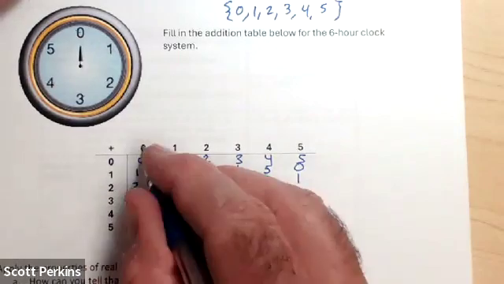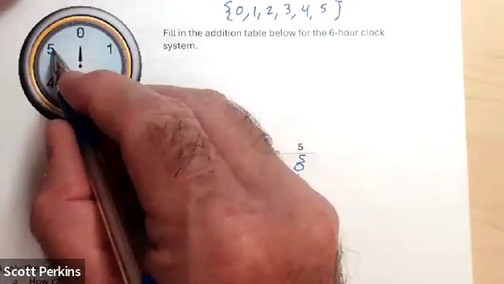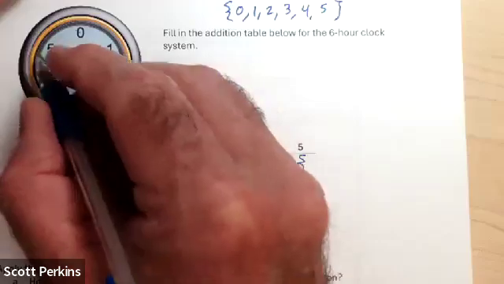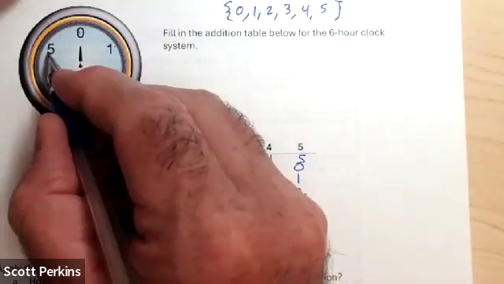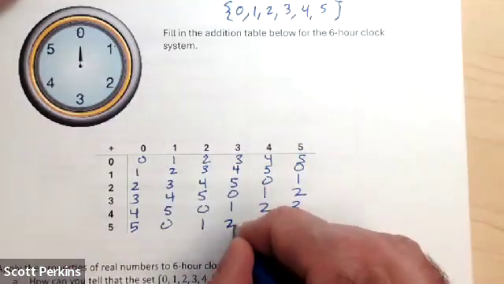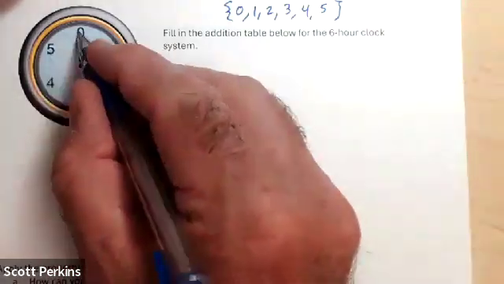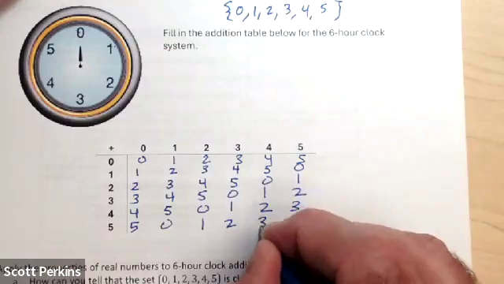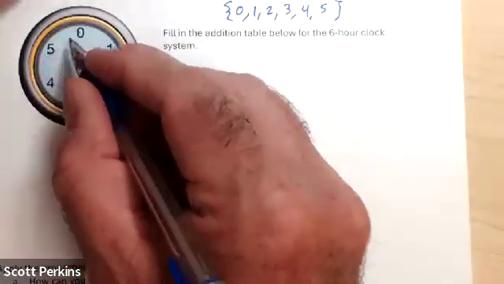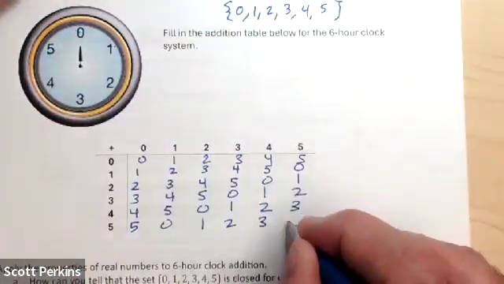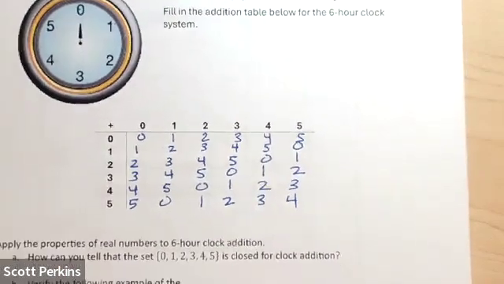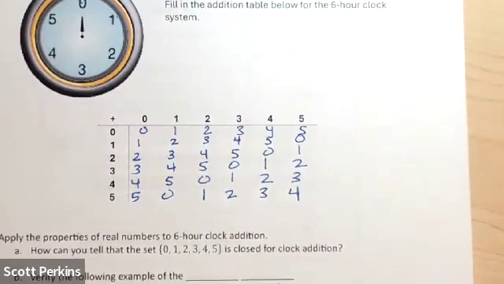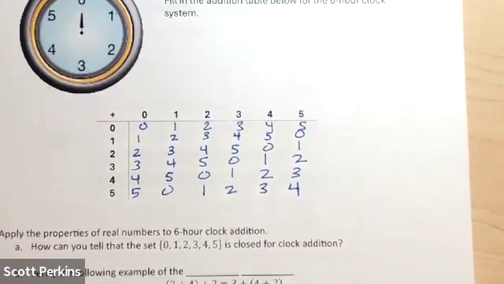Last but not least, 5 plus 0 is 5. 5 plus 1 is 0. 5 plus 2, 1, 2 is 1. 5 plus 3, 1, 2, 3 is 2. 5 plus 4, 1, 2, 3, 4 is 3. And then 5 plus 5, 1, 2, 3, 4, 5 is 4. And there's my table filled in. That's my addition table for this 6-hour clock system.